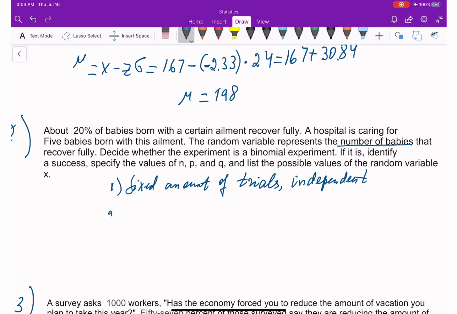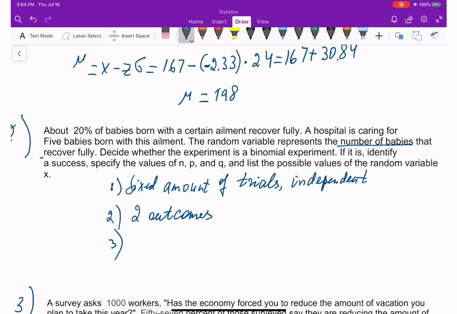Number 2. There should be only two possible outcomes, failure and success. Not literally failure or success. The answer we are interested in will be success, and the answer we are not interested in, the complement, will be failure. Do we have it? Yes, some babies fully recover, some do not. So it's a yes or no question. So two outcomes total.